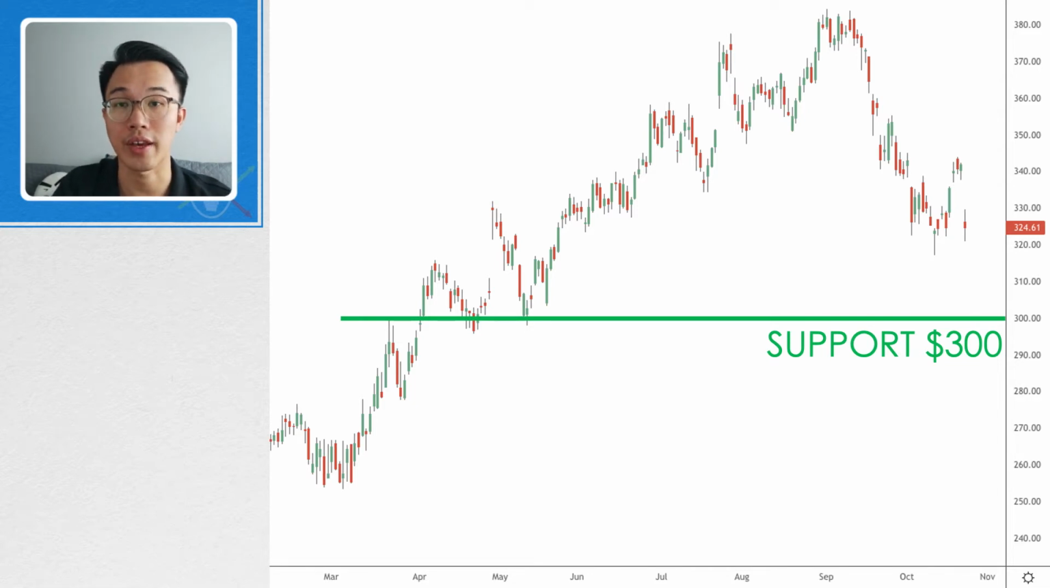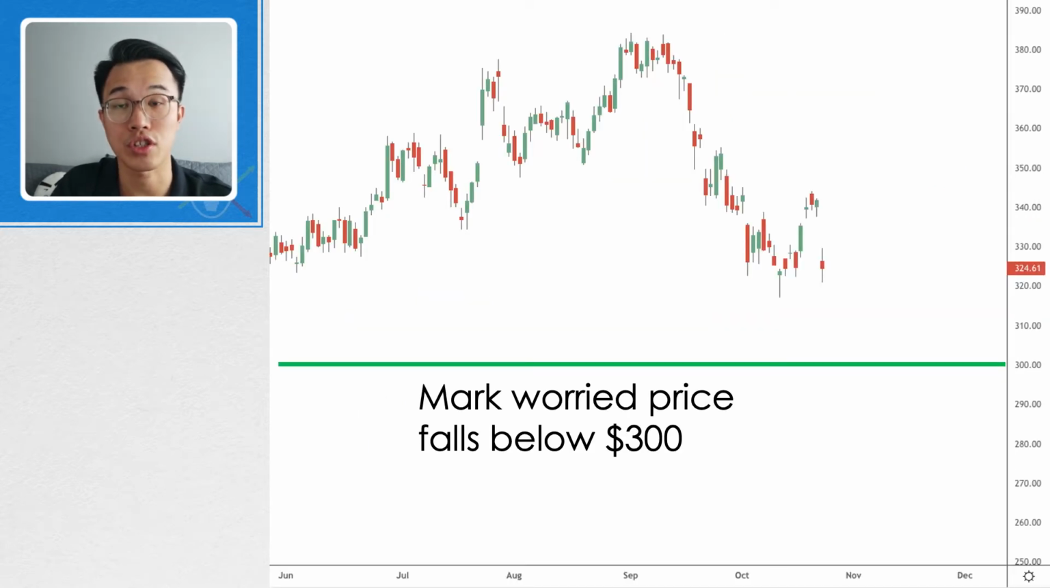Let's say there's someone out there called Mark, and Mark owns shares in this particular company. So Mark maybe is looking at the chart just like me. Mark has also identified this 300 support line, and maybe Mark is afraid that the stock might drop significantly below 300. So what can Mark do to protect his position? He might buy some insurance in the form of a put option with a strike price of $300. If the share price drops significantly below 300, he can sell it for $300 and minimize his losses.